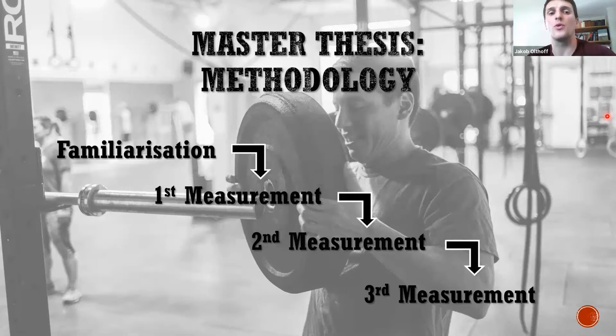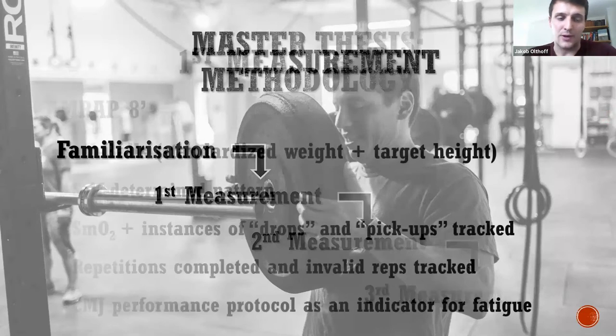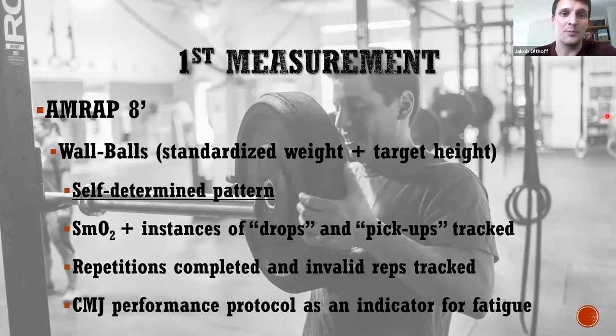We basically have four sessions: one familiarization and three measurements. The familiarization we skip. What's going on in the first measurement? The idea is to let our participants perform an AMRAP of 8 minutes, as many repetitions as possible in 8 minutes of wall balls. For wall balls, we have a standardized weight and a target height, similar to what we saw in workout 19.1. In that first measurement, participants would go according to a self-determined pattern.